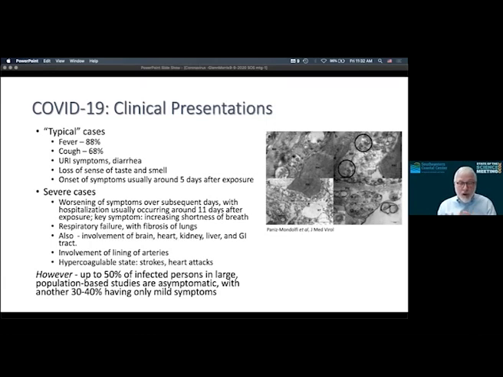I would note, however, that up to 50% of infected persons in large population-based studies are asymptomatic. Another 30–40% have only mild symptoms. But if you are in the category at high risk for severe disease, this can truly be a devastating disease. It's not just the little flu. This is a really, really bad disease that can do bad things to significant portions of your body.